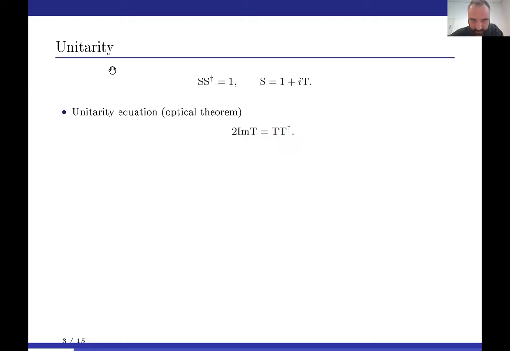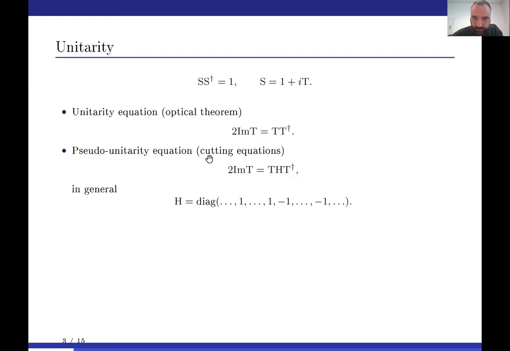So let's start with unitarity and make some comment about it. Unitarity is a condition on the S matrix, which can be written in terms of the non-trivial part T. And then the unitarity equation looks like this one, which is often called optical theorem. Then, given a quantum field theory, there are a set of identities called cutting equations that always hold by construction.